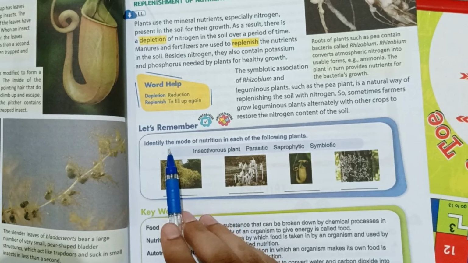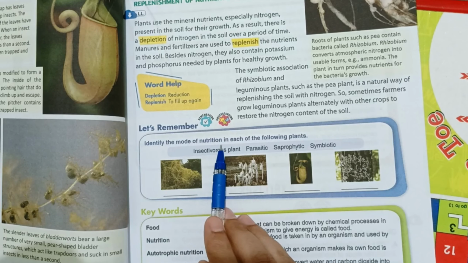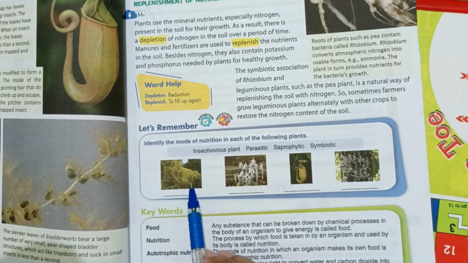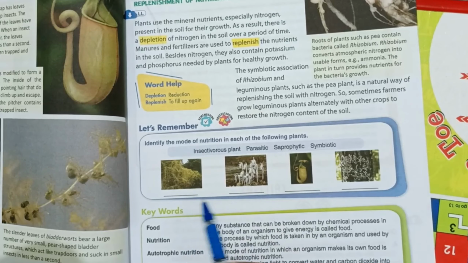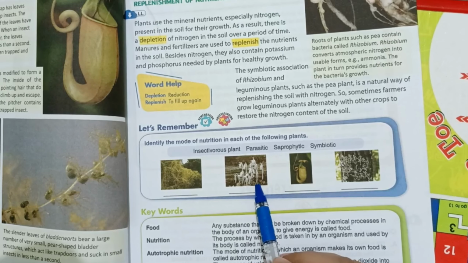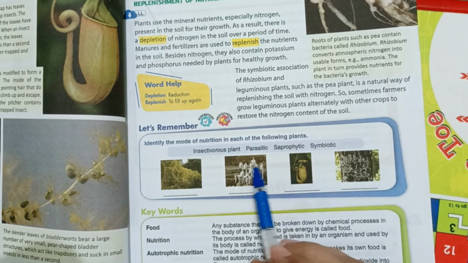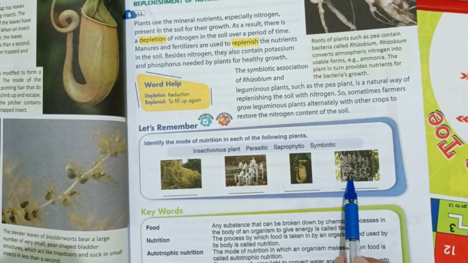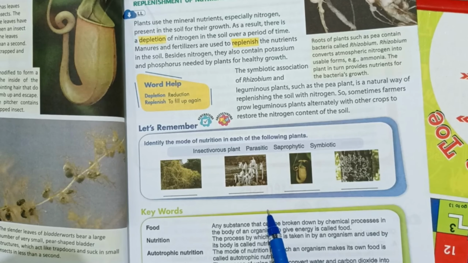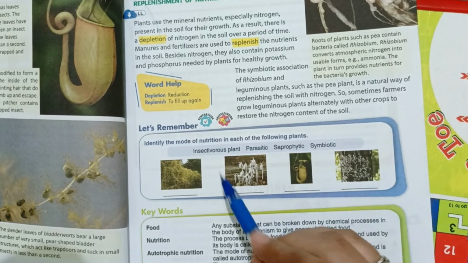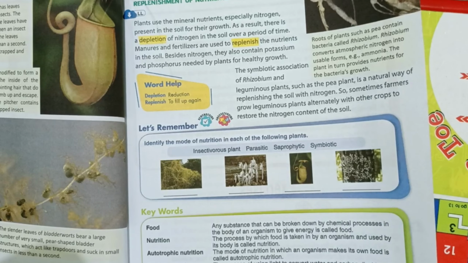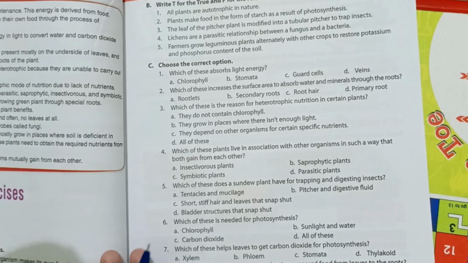So here there is a question: identify the mode of nutrition in each of the following plants. This plant, as we have seen, is a cuscuta plant, which is a parasitic plant, and this is the Indian pipe, a saprophytic plant, and this is the pitcher plant, which is an insectivorous plant, and this is the lichens, which is a symbiotic plant. Okay, so here the chapter gets over.